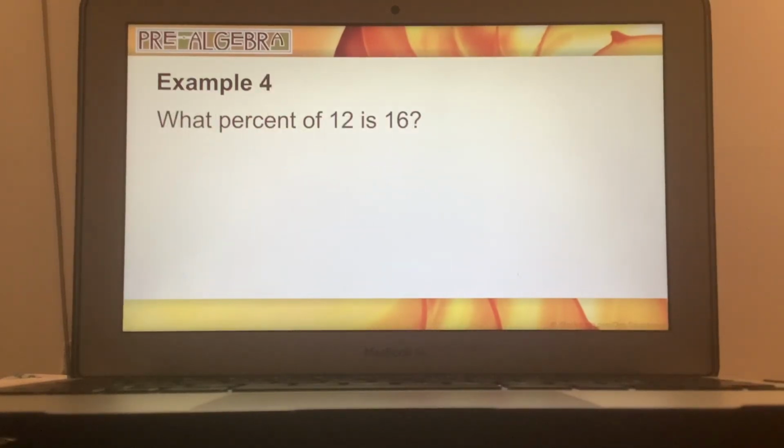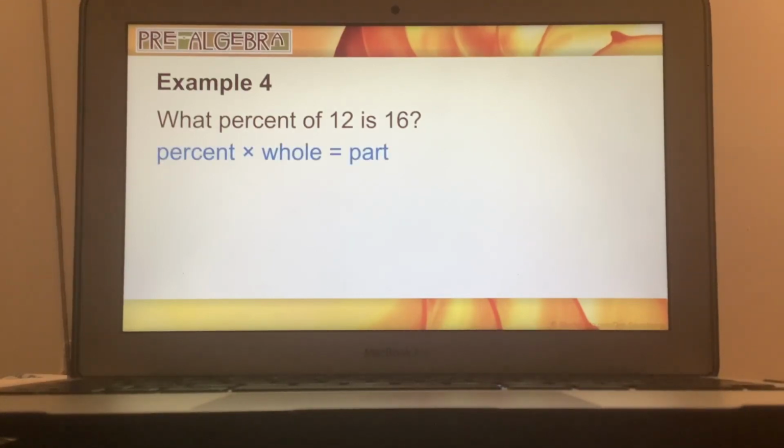Right, the next example here, example 4. Now we're going to see the problem stated in a different way. Before, we were given the percent and the whole. Now, you're given the part and the whole, and you have to find the percent. So if you remember the formula, that will be easy to plug in your numbers, and you'll be able to find the percent now. What percent of 12 is 16?